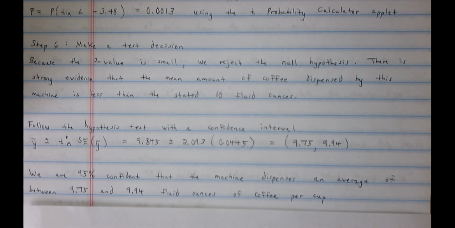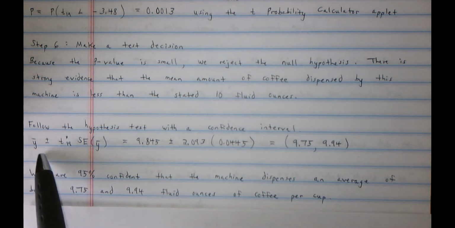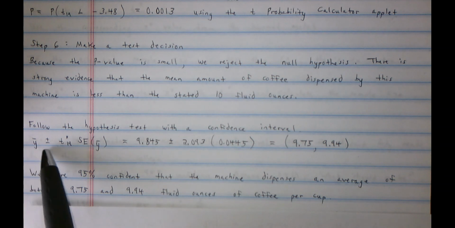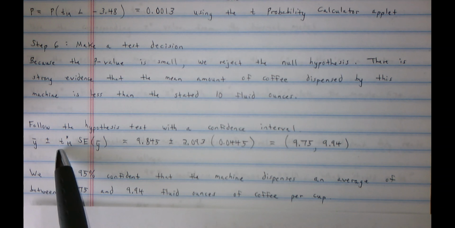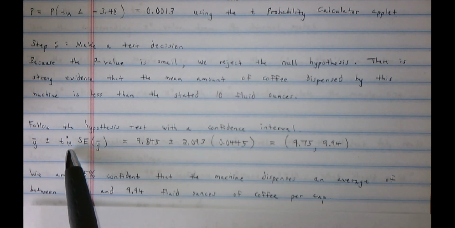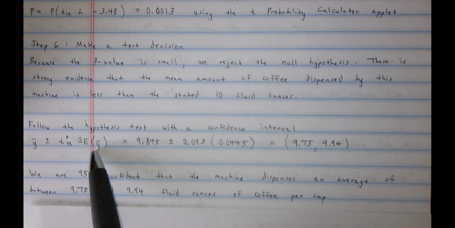We've rejected the null hypothesis, but that doesn't tell us what the mean value should be. So that's why we're going to include this confidence interval, which we set up like this. We saw this in the last video. The sample mean, y bar, plus or minus your critical value, t star, and I've included the subscript 19 for the 19 degrees of freedom, times the standard error of y bar.